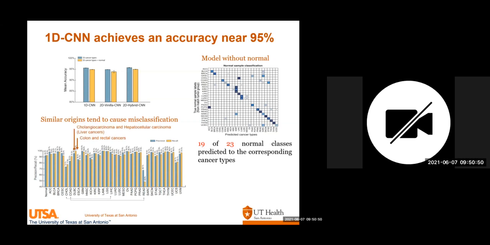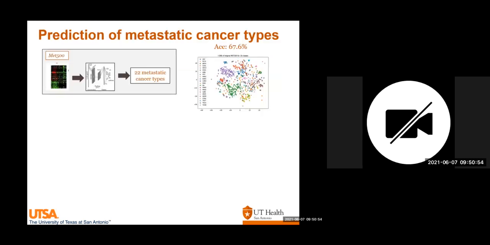So once we are able to predict the primary cancer types, we proceed to ask whether, given a metastatic cancer, we are able to predict its cancer type. And for that goal, we also built a deep learning model that is able to predict 22 different metastatic cancer types. Okay.